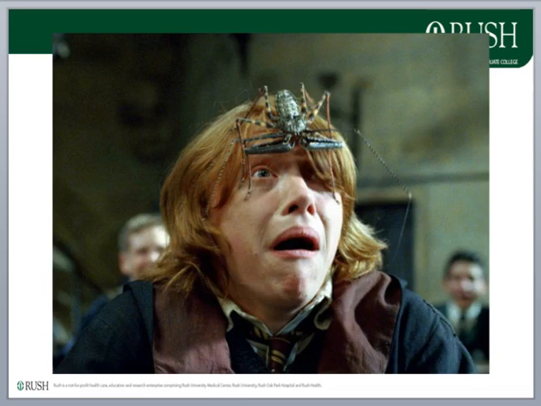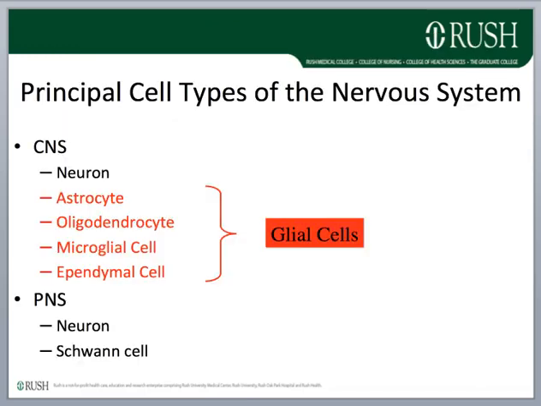It does have its own particular set of vocabulary, and you have to learn some of these terms, but I'll try to make it as easy as possible so that we can learn this together and have it organized in our brains. It's useful to start off with the basic principal cell types of the nervous system, and then I'll go into the specific cellular reactions for each of these.